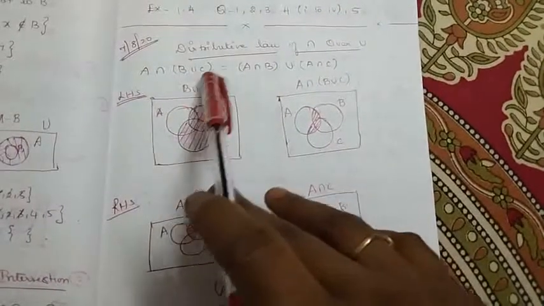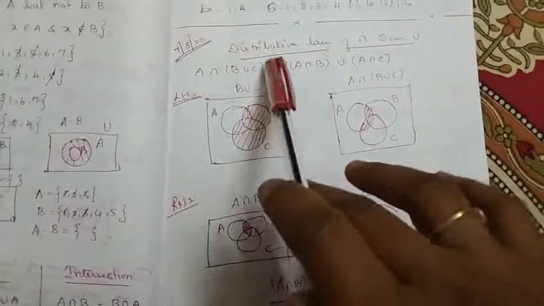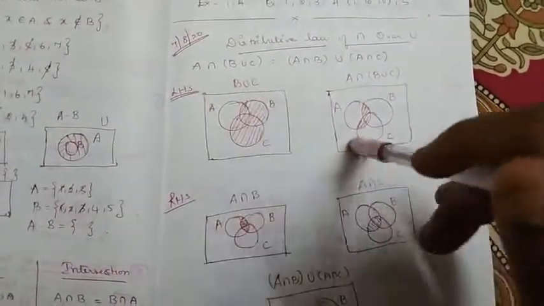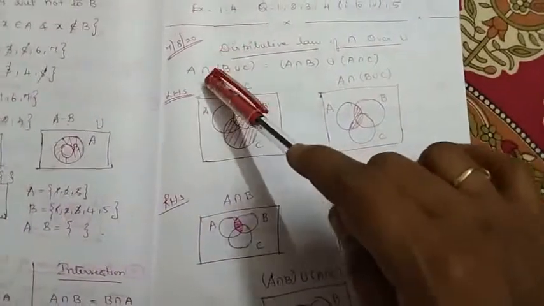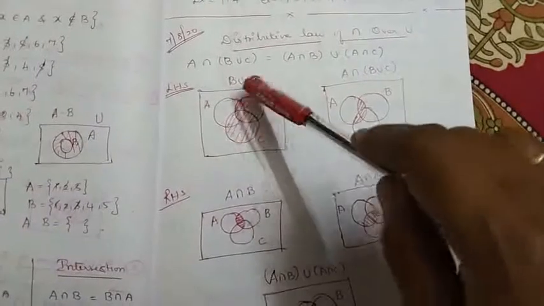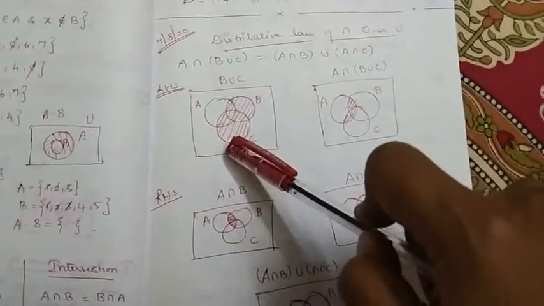A intersection (B union C) is equal to (A intersection B) union (A intersection C). First you have to take your left hand side, and when you have three sets, do it step by step. First draw the Venn diagram for the thing which is inside the braces: B union C. A, B, C. B union C means B and C fully should be shaded.